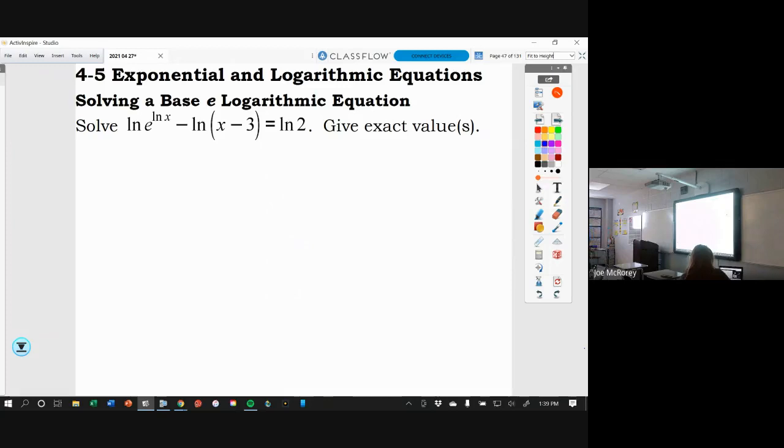On the first part, is e the thing? It's the natural log of e, but that e is raised to the natural log of x power. That's what I would do. Absolutely. Okay, I've got one person that's got the very first step going.